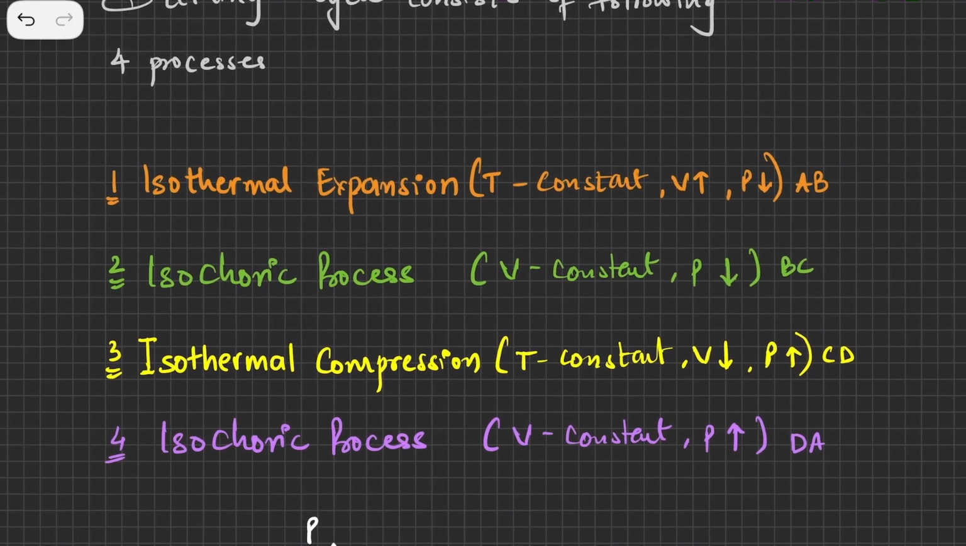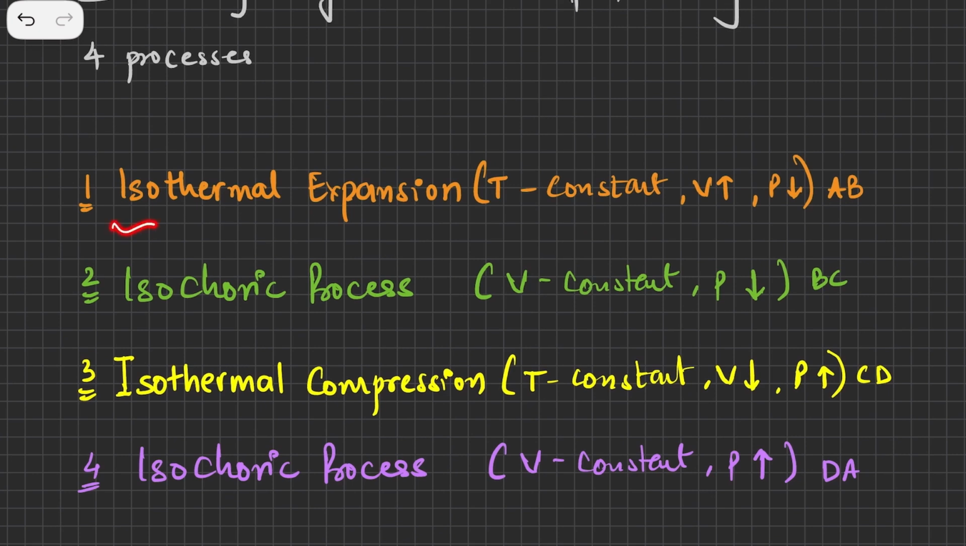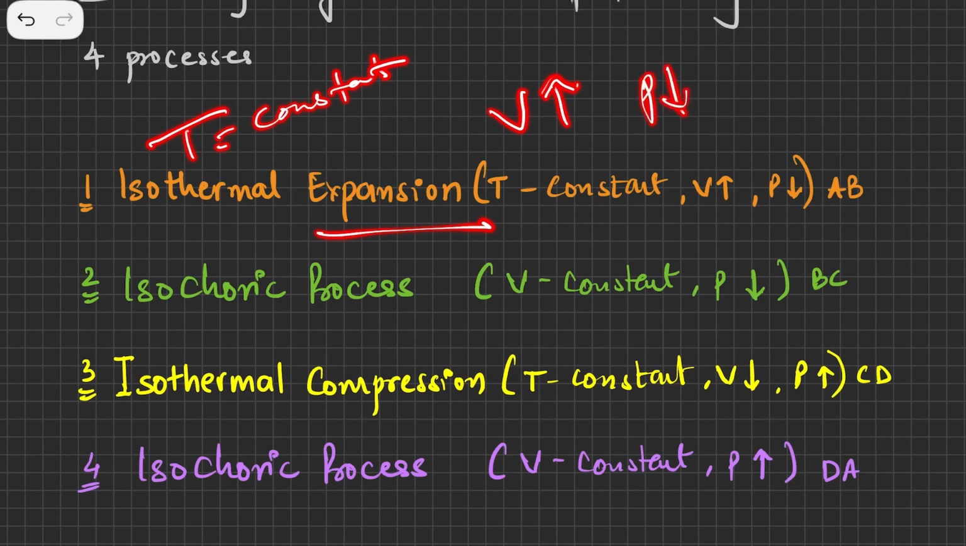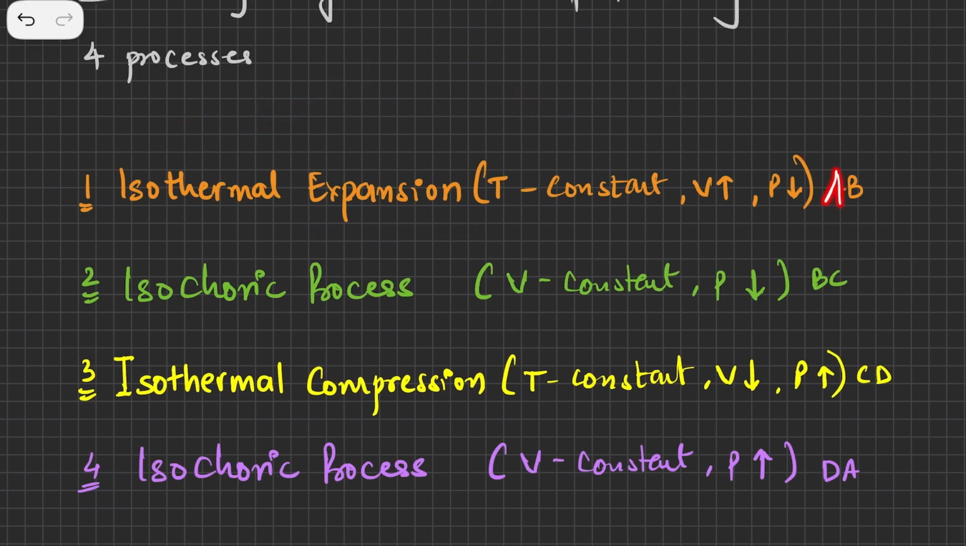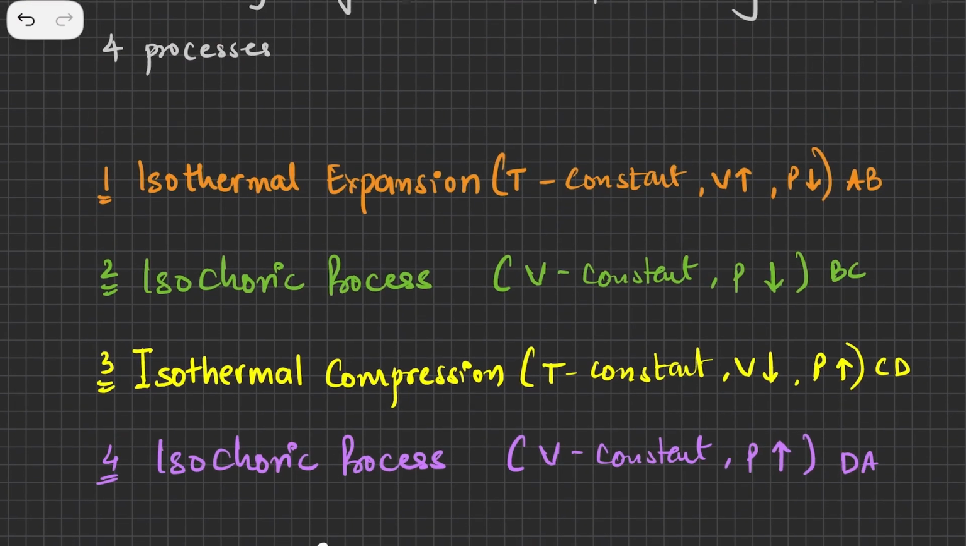First process is isothermal expansion, which is similar to the Carnot cycle. Isothermal means temperature is constant, so temperature will remain constant in this case. It's an expansion, so volume will increase, and if the volume increases, the pressure decreases. Volume and pressure are always inversely related. This is represented by AB in the PV graph.